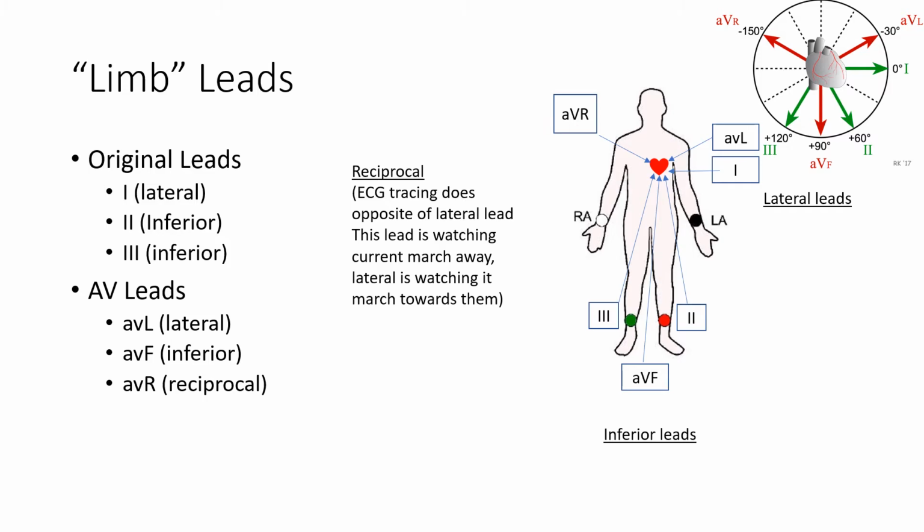And finally, we have our reciprocal lead, AVR. The tracing does the opposite of lateral leads. It's watching the current march away. So lateral leads are watching the current march towards them. AVR should be the reciprocal of whatever you're seeing in 1 and AVL.